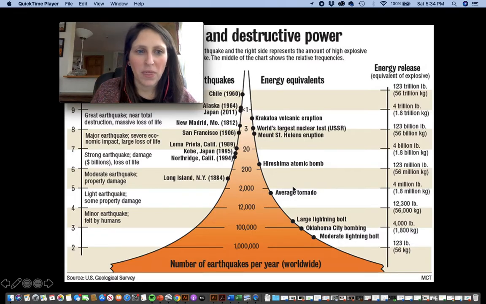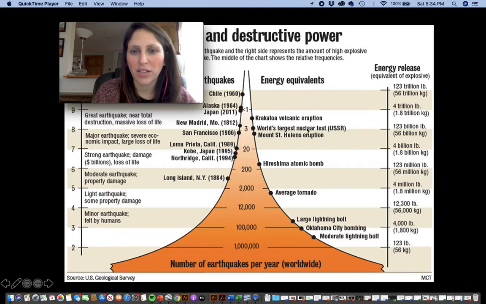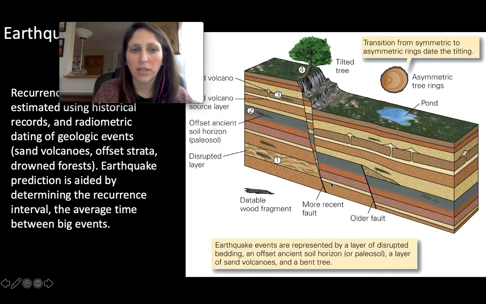So you can imagine that these larger earthquakes, such as a magnitude 8 or so, is equivalent to the world's largest nuclear test or a Mount St. Helens eruption, right? So the amount of energy that's being released in these earthquakes is incredible. So you can look at these energy equivalents to see the different types of magnitudes and how much energy is equivalent to that in different measurements: tornadoes, bombs, lightning bolts, etc. So that's a pretty neat diagram.